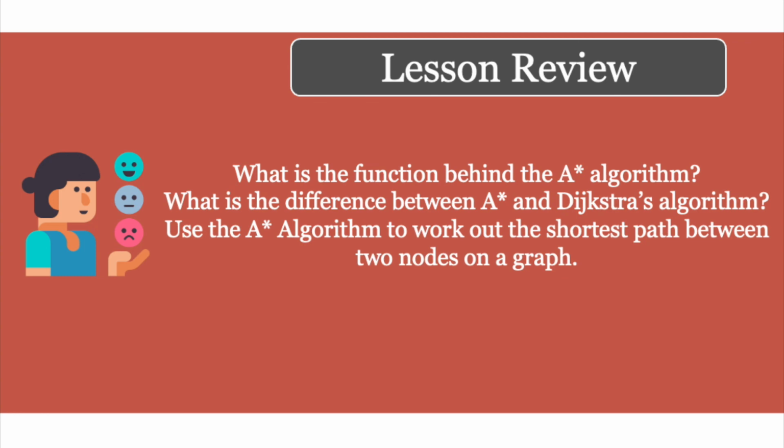That's all from me for today. Hopefully you now know the function behind the A-star algorithm. You can also understand the difference between A-star and Dijkstra, the use of a heuristic value that allows it to take a directed approach which eliminates the flood fill problem that is quite common with Dijkstra. And you can also use the A-star algorithm, or in particular the A-star algorithmic function, to work out the shortest path between two nodes on a graph.